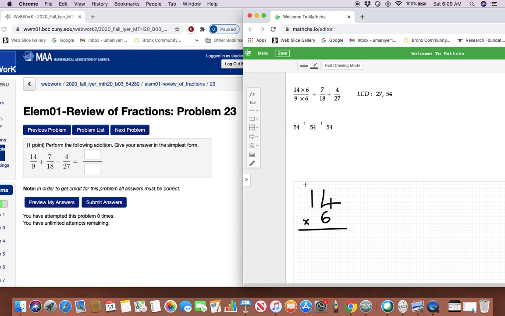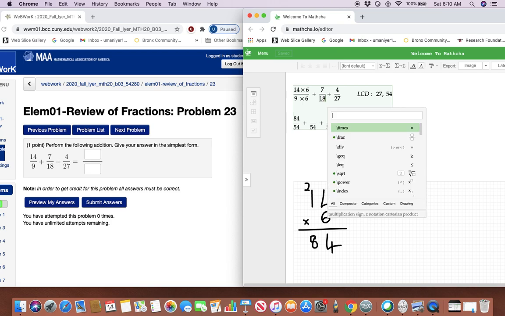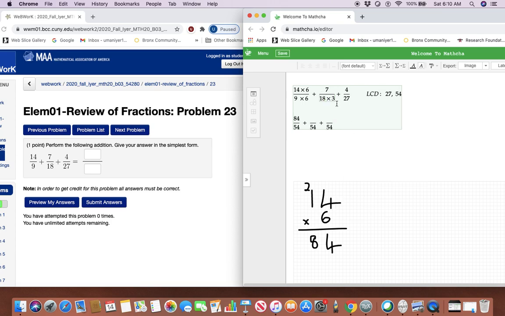6 times 4 is 24. 6 times 1 is 6. 6 plus 2 is 8. So this is 84 in the top. Likewise, 18, how do I go from 18 to 54? 18 times 3 is 54. Whatever I multiply to the denominator, I need to multiply to the numerator. So that's it, 21 upstairs, 7 times 3.